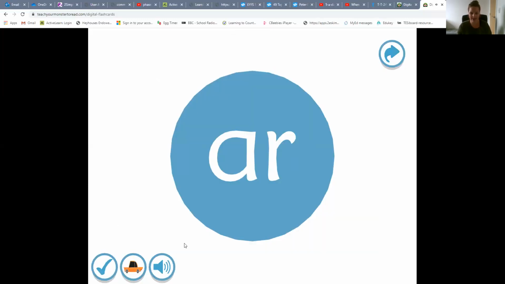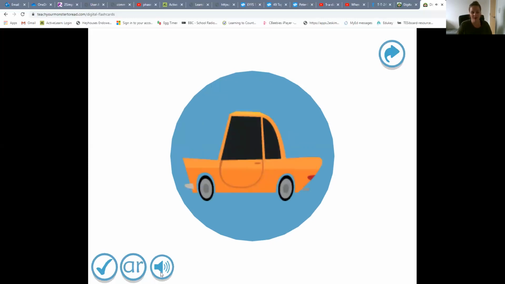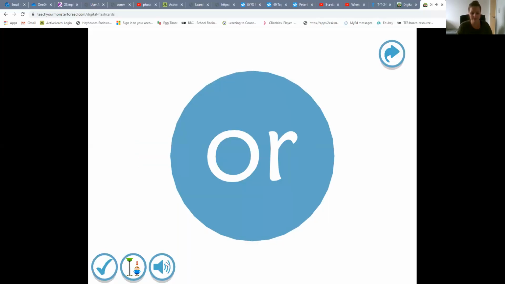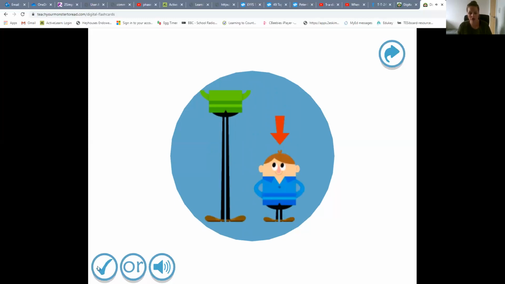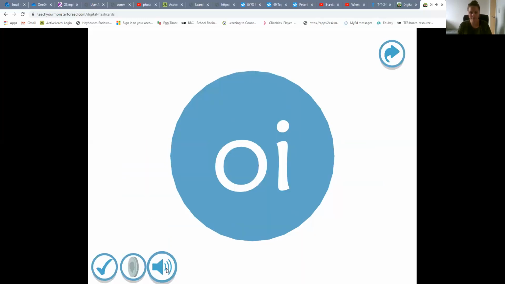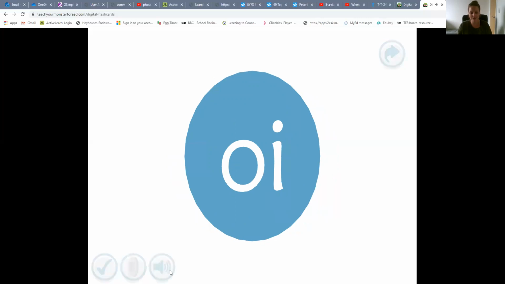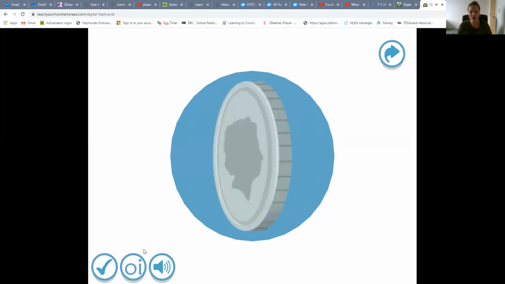What sound does this letter make? R. Well done if you got it right. Like in the word car. This makes a sound or, like in the word short. Oi. Like in the word coin.